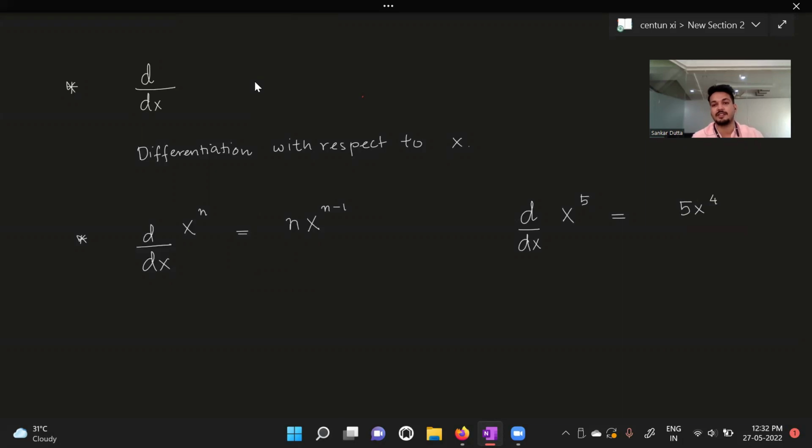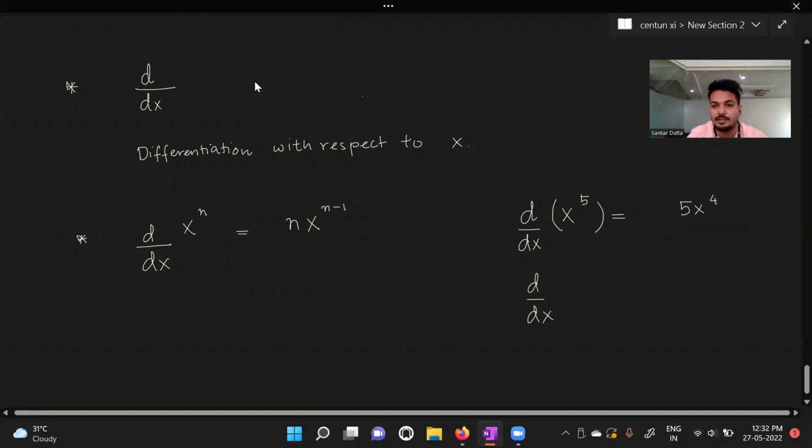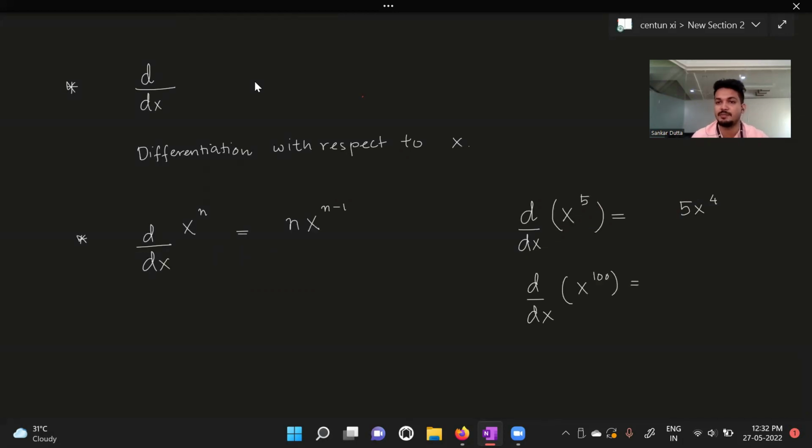Did you understand what I just did? If you have any x raised to power n, and I differentiate this with respect to x, then n will come down and the exponent will be reduced by 1. That's why when I differentiated x raised to power 5, this became 5 times x raised to power 4. So can you tell me what will happen if I differentiate x raised to power, let's say, 100? Pause the video and give me an answer. And then when I give the answer, check whether you are able to do it correctly or not.